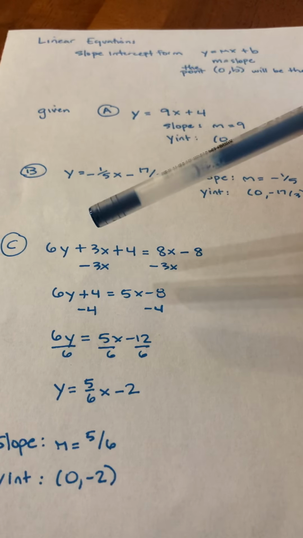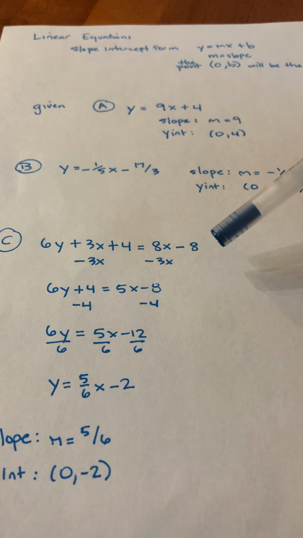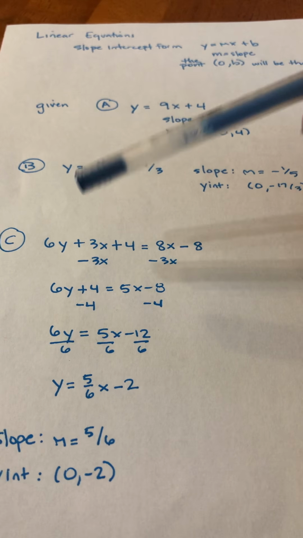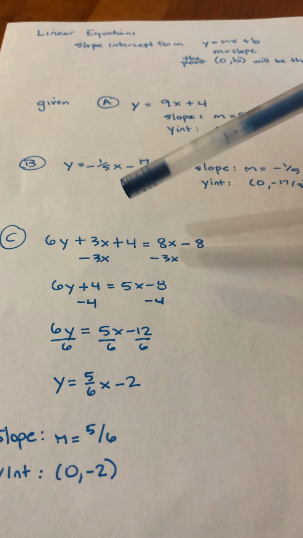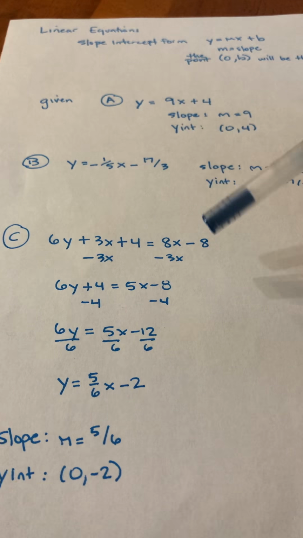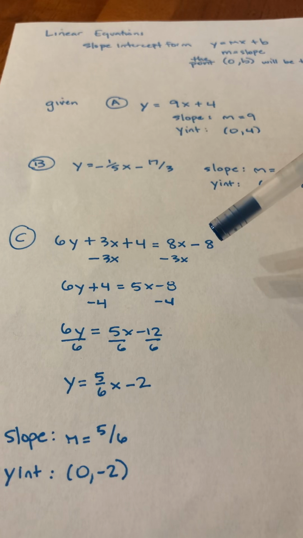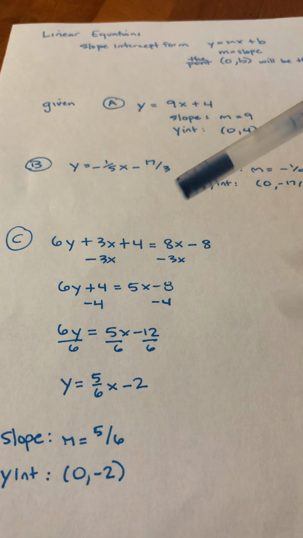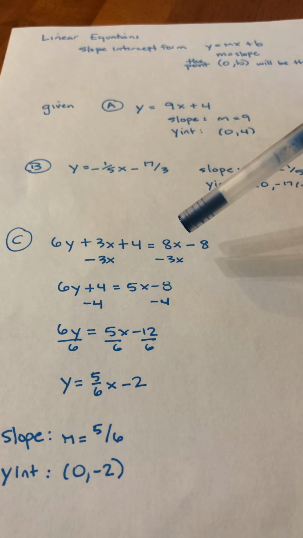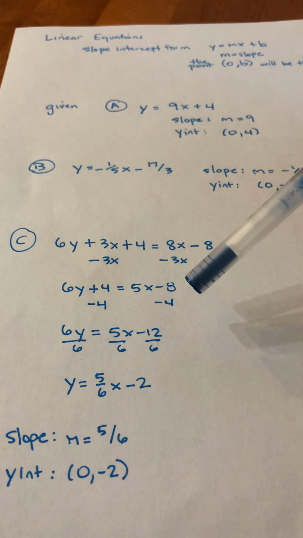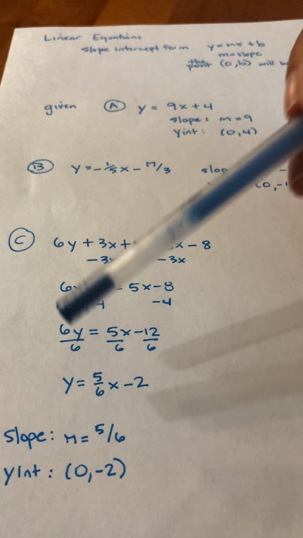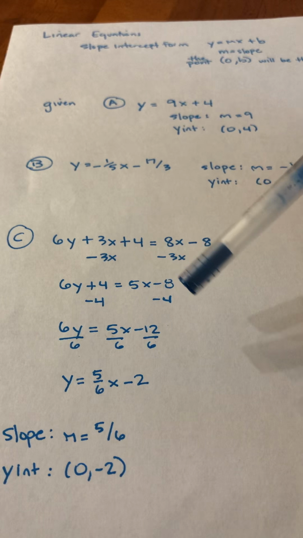If we are given an equation that is not already in slope-intercept form, it is our job to put it in slope-intercept form. So here I gave you this equation, 6y plus 3x plus 4 is equal to 8x minus 8. Not in slope-intercept form. In order for it to be in slope-intercept form, it has to be solved for y. So I walk through the steps to do that. I subtract 3x from both sides to get 5x minus 8. I move this 4 over by subtracting it from both sides to get 6y is equal to 5x minus 12.